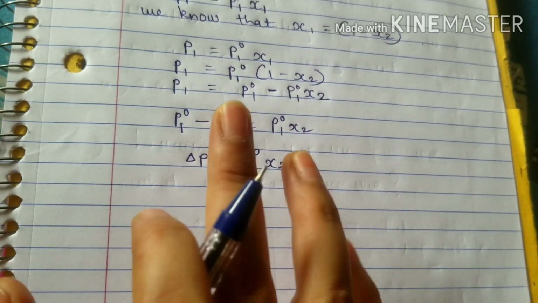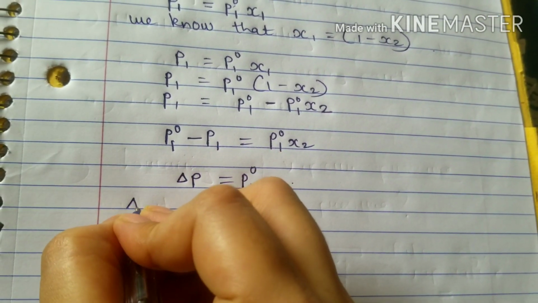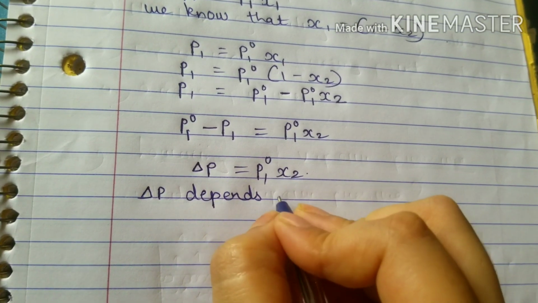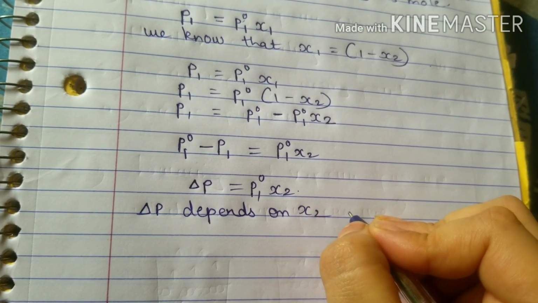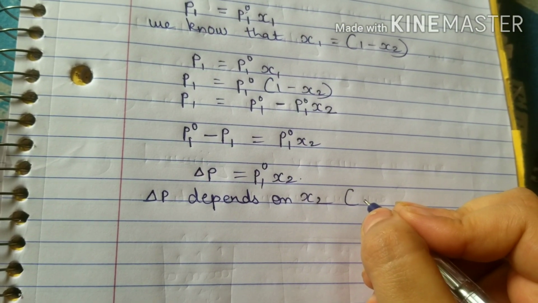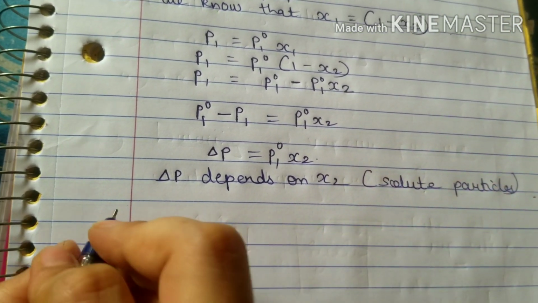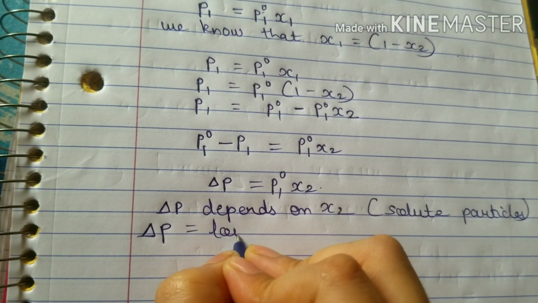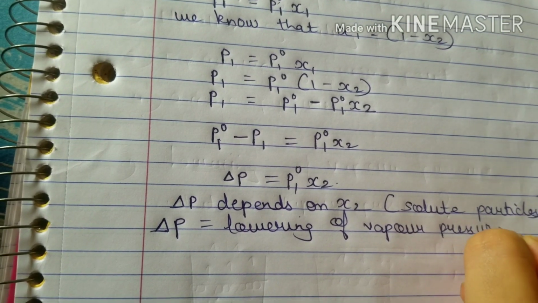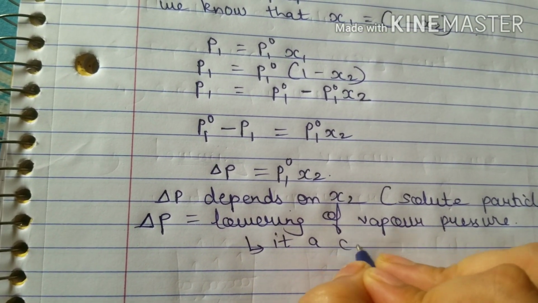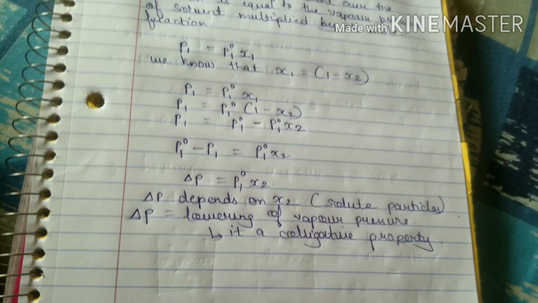Fine. Now what can you conclude from this? From this you can say that delta P depends on x2. And what is this x2? x2 is nothing but the mole fraction of solute particles. And this delta P that is there here is nothing but lowering of vapor pressure, and hence it is a colligative property. Okay, I hope it is clear.